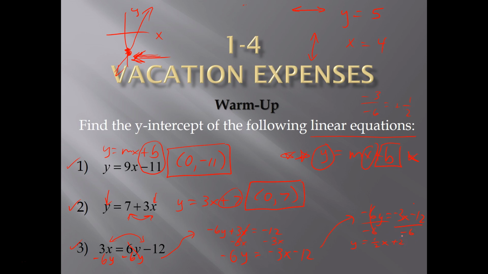So that positive 2 is the b. Meaning it's on the y-axis at positive 2, and that means the coordinate is (0, 2). That is your y-intercept.